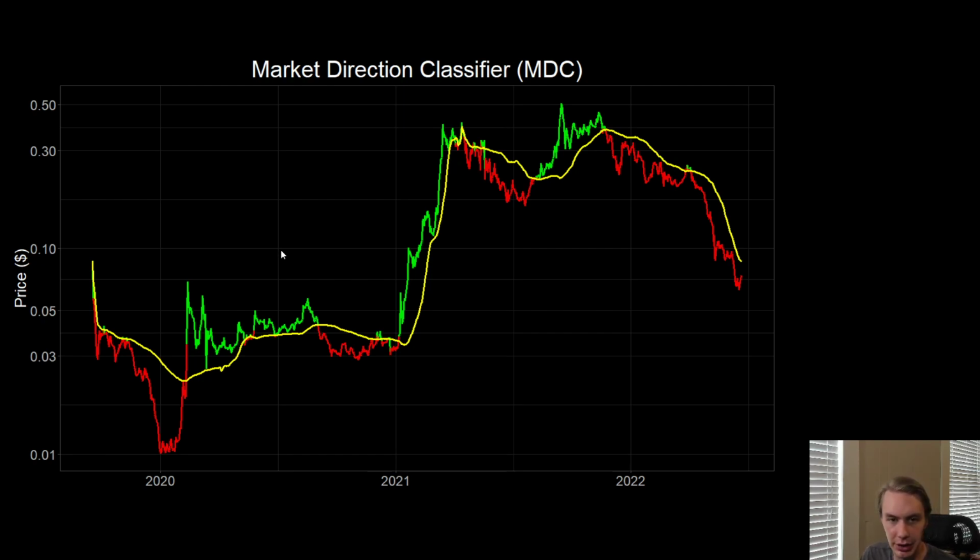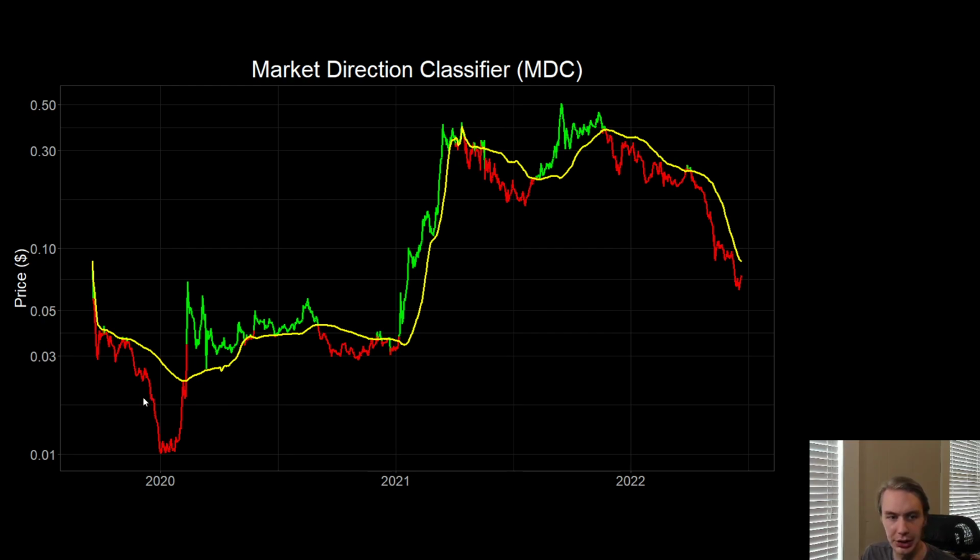And so this yellow line that you're seeing here, basically the way that the MDC works is that for every day, it assesses what the asset is doing, and then it generates a critical level that it is watching. And the idea is that if the price is above that critical level, that's generally bullish, and if it's below that critical level, that's generally bearish. That would suggest that you might be moving into a downtrend.